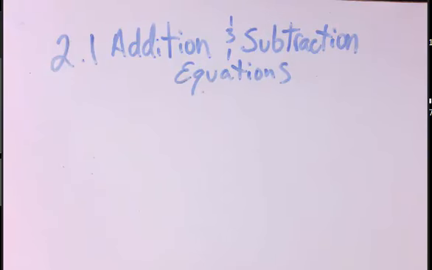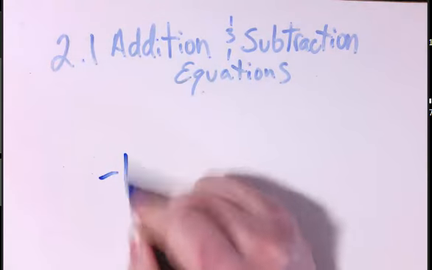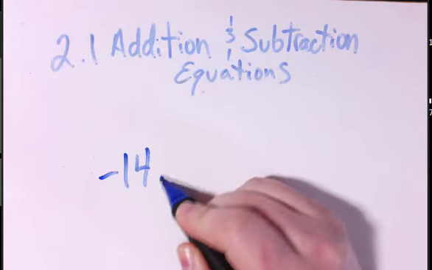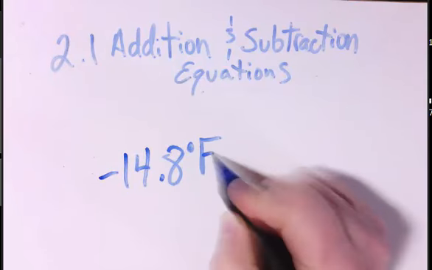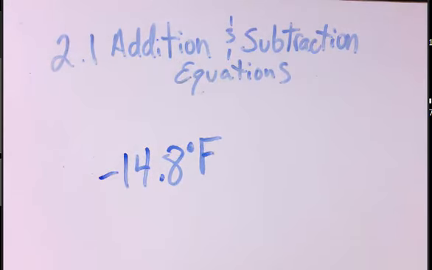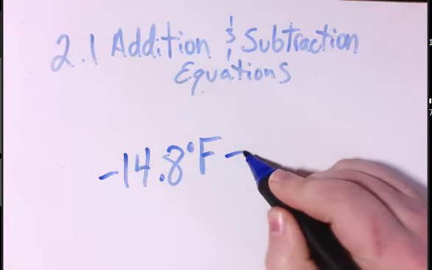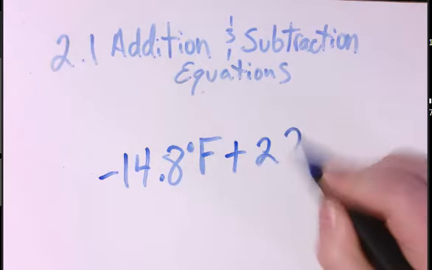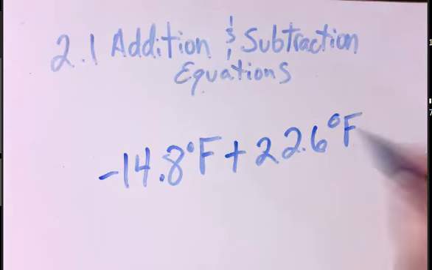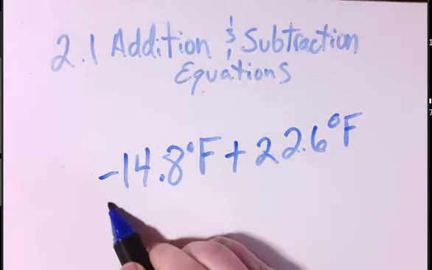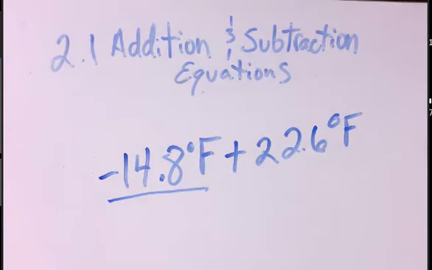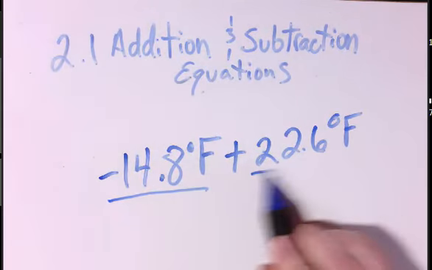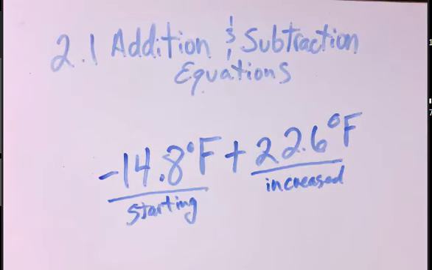Okay, so the first thing we need to know is our starting temperature, which was at 1 p.m. So we were at negative 14.8 degrees Fahrenheit. We know we increased it by 22.6 degrees Fahrenheit. Okay, so we have our starting temperature. We know how much it increased by. So now we can just add those together.